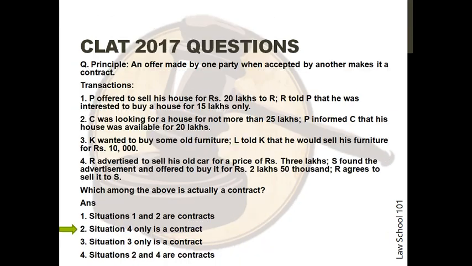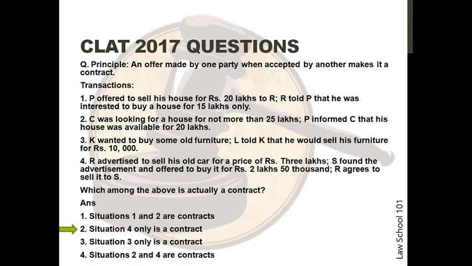Principle: An offer made by one party, when accepted by another, makes it a contract. Here are the following transactions. Number 1: P offered to sell his house for 20 lakh rupees to R. R told P that he was interested to buy a house for rupees 15 lakh only. The second transaction: C was looking for a house for not more than 25 lakhs. P informed C that his house was available for 20 lakhs.